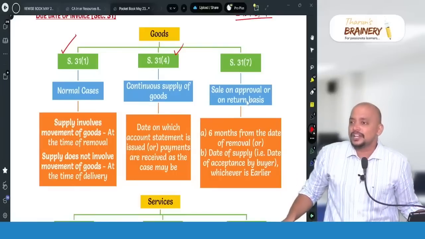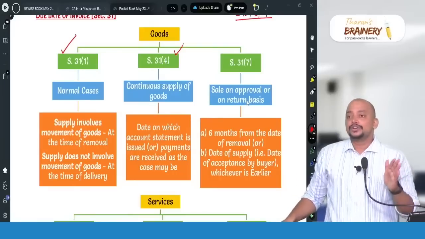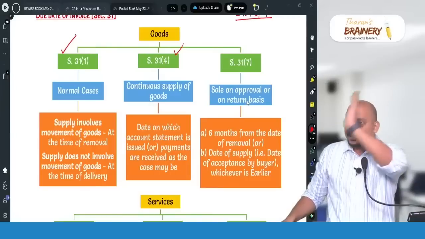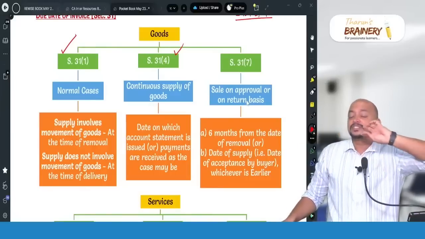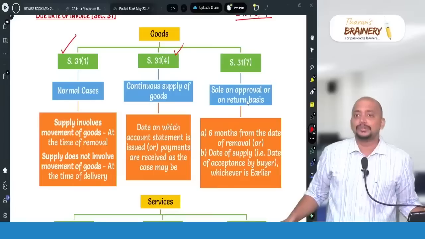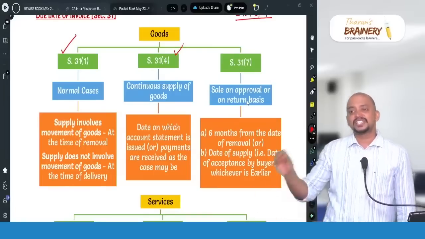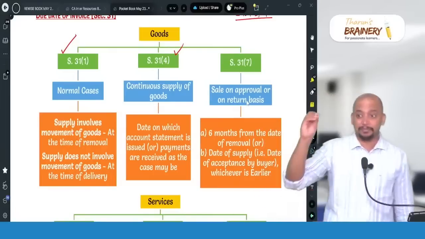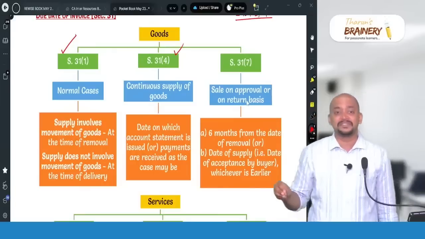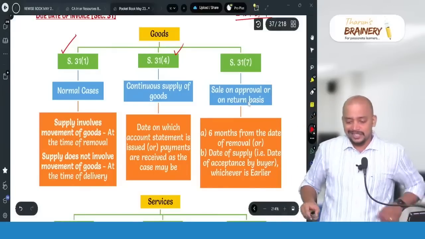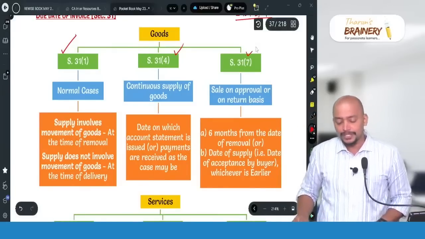In case of sale on approval or on return basis, usually the goods should be returned within 6 months. If it is not returned within 6 months from the date of removal, it is deemed that the goods are sold. So the due date of invoice is 6 months from the date of removal or the date of acceptance by the buyer, that is the date of supply, whichever is earlier. So this is the due date of invoice in case of goods.